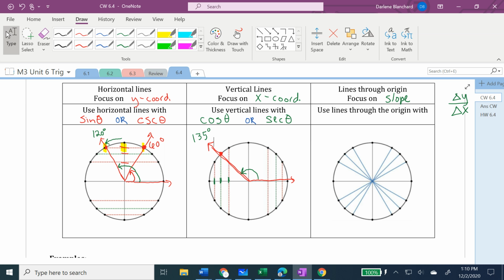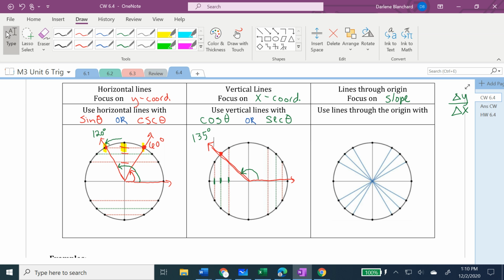But anyway, moving on and sticking to the subject. So what I want you to get the feel for is that sine represents y coordinates of these points. Cosine represents x coordinates of these points.